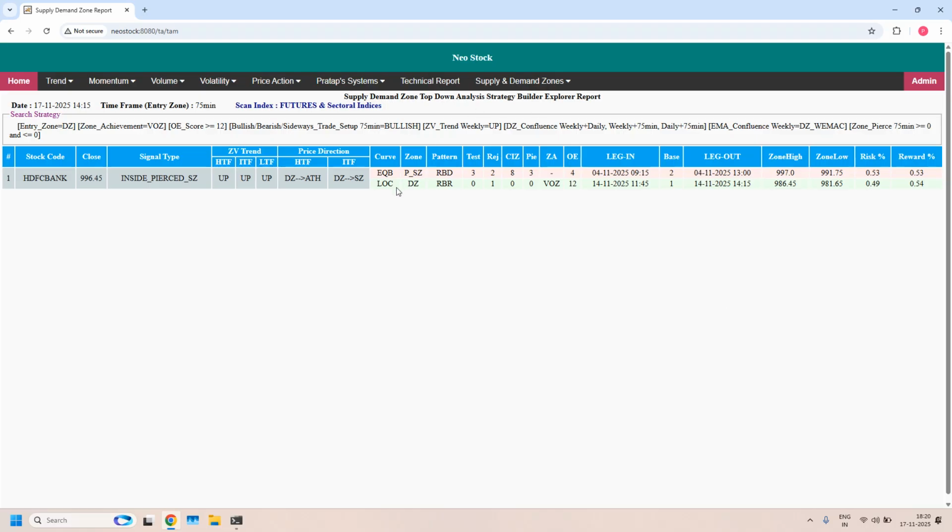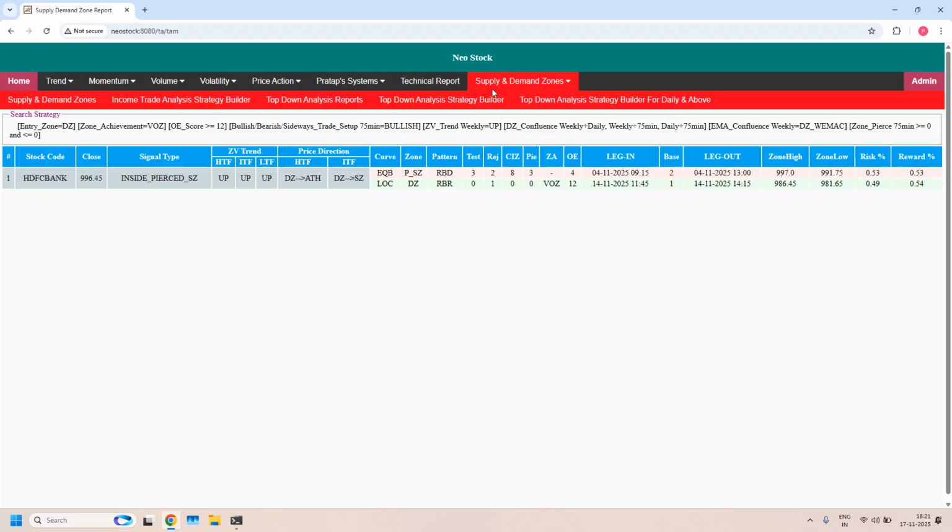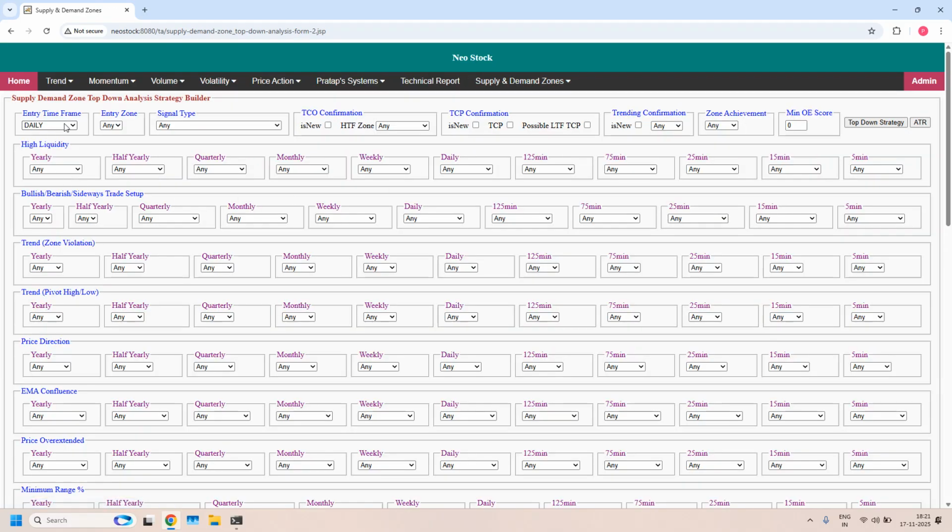So this 75 minutes demand zone might be having more high probability to get success, provided less than 20 checklist items are satisfied. Otherwise, higher chances of zone violation. So this is about a bullish trade setup for weekly income trade. Next, I will generate a bearish trade setup for weekly income trade.